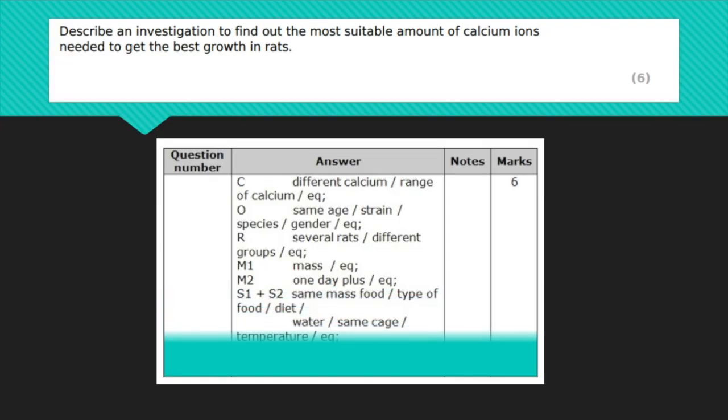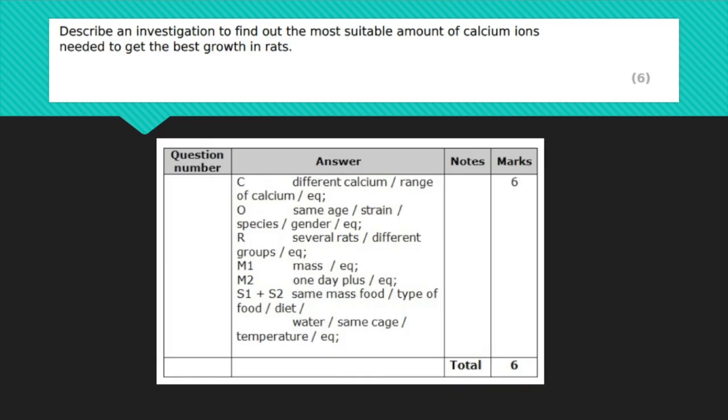So for this question, the options were they should be given the same mass of food. So it wouldn't be fair to give them different amounts of food, because obviously that's also going to affect their growth. They should be given the same type of food, they should be given the same diet, they should be given the same amount of water, they should be kept in the same cage, and they should be kept at the same temperature. And you'll notice that these S things are all things that would affect the dependent variable other than the independent variable.